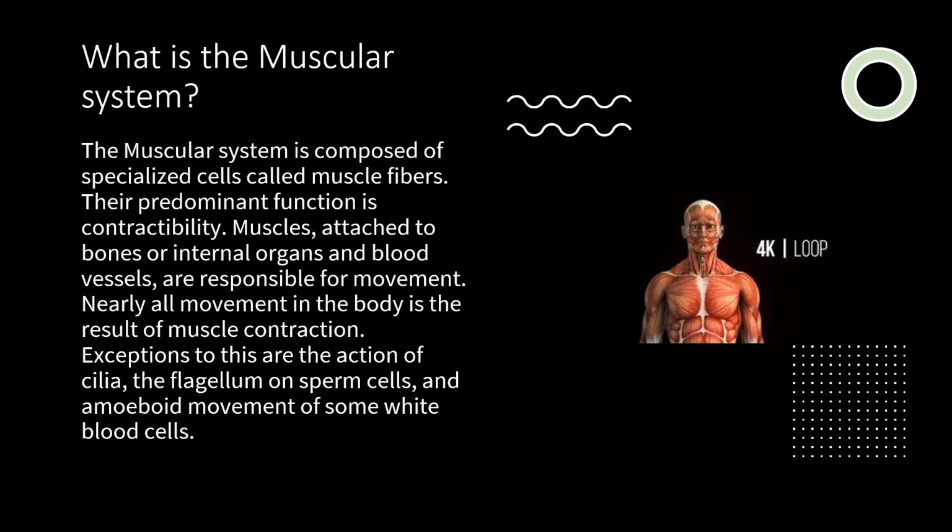What is the muscular system? The muscular system is made of specialized cells called muscle fibers. Their predominant function is contractibility. Muscles attached to bones or internal organs and blood vessels are responsible for movements. Nearly all movements in the body are the result of muscle contraction. Exceptions to this are the action of cilia, the flagellum on sperm cells, and amoeboid movement of some white blood cells.